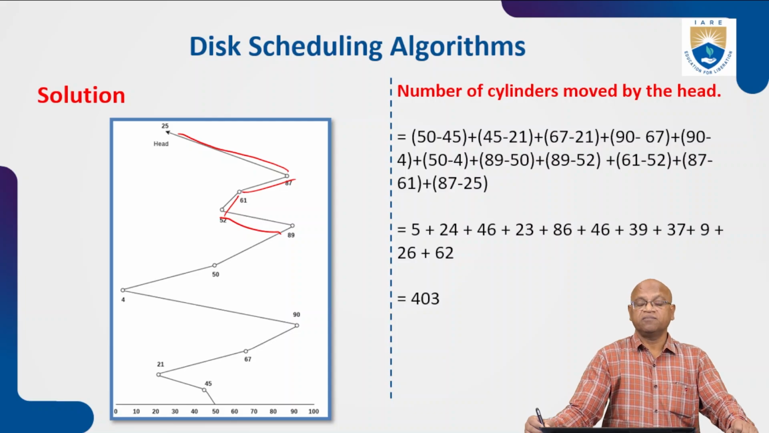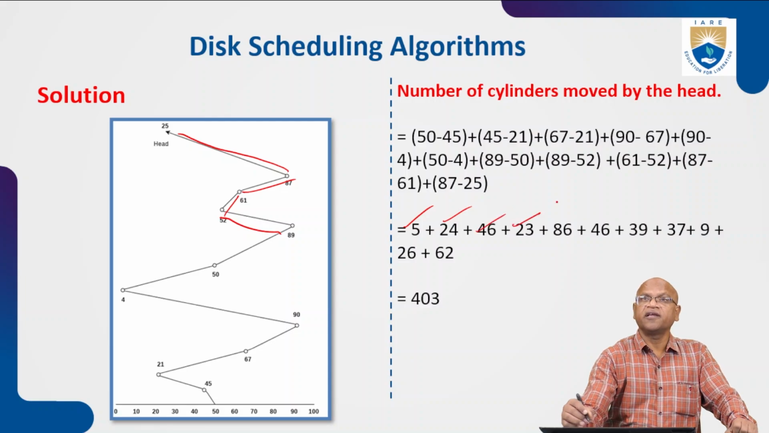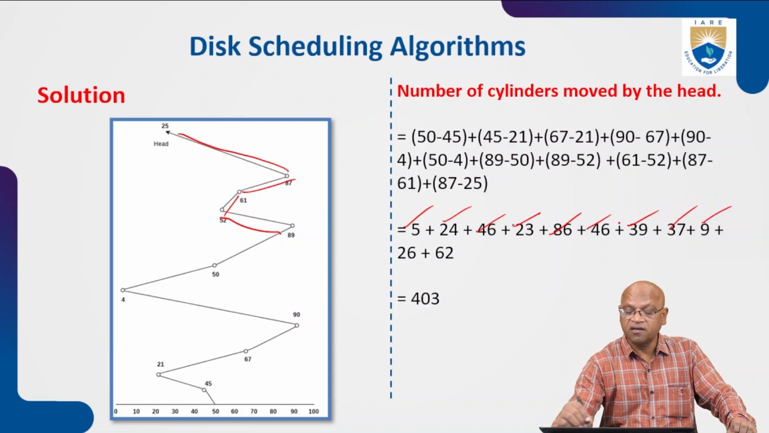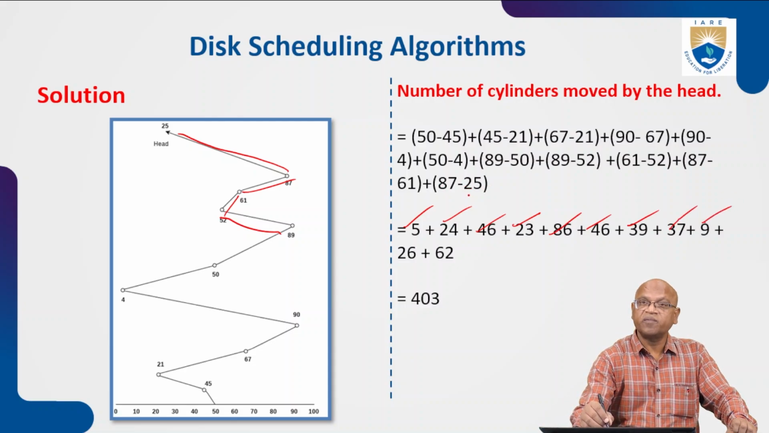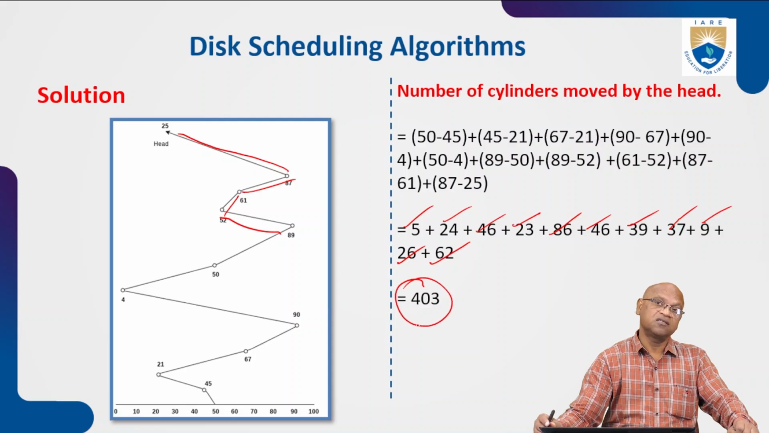We will add all these numbers: 5 plus 50 minus 45, 5, 24, 46, 23, 86, 46, 39, 37, 9, and 89, 87 minus 25. You will get 62. If we add all these things, we'll get the figure of 403 cylinders.